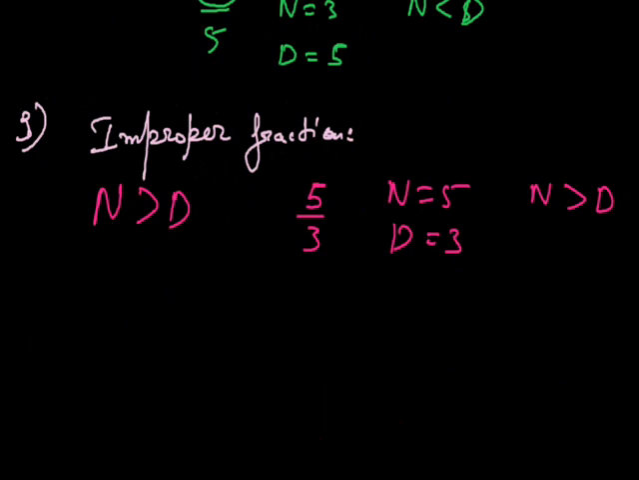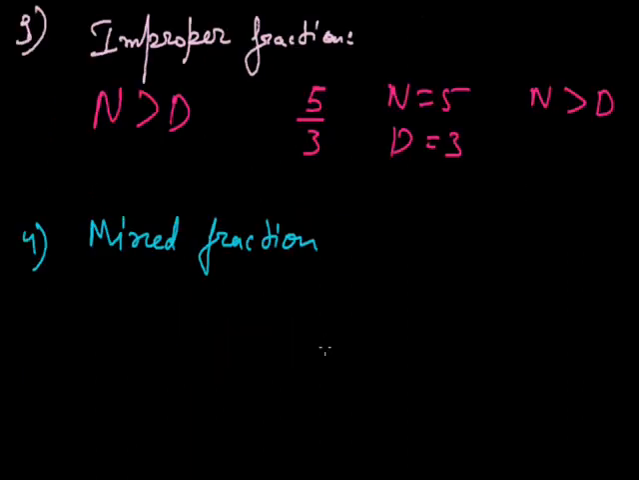Next type of fraction is the mixed fraction. In a mixed fraction, we have a combination of a whole number and a proper fraction. For example, 3 1 by 4 is a mixed fraction. Now this mixed fraction can be converted into an improper fraction.